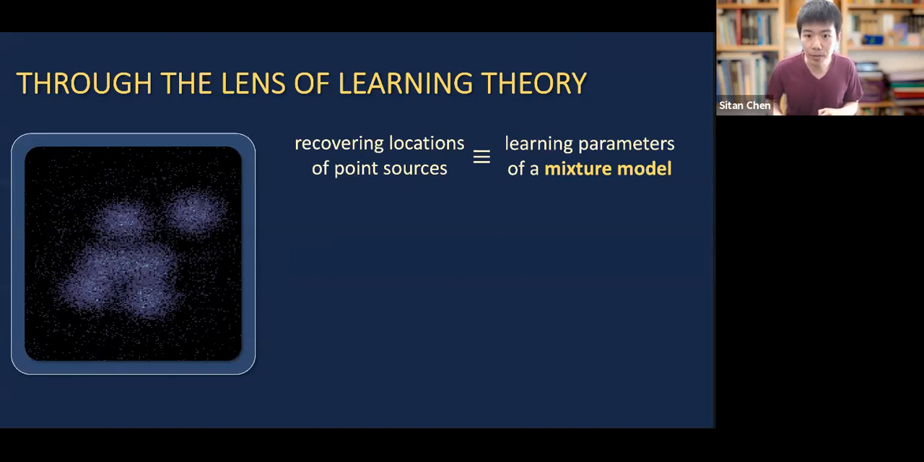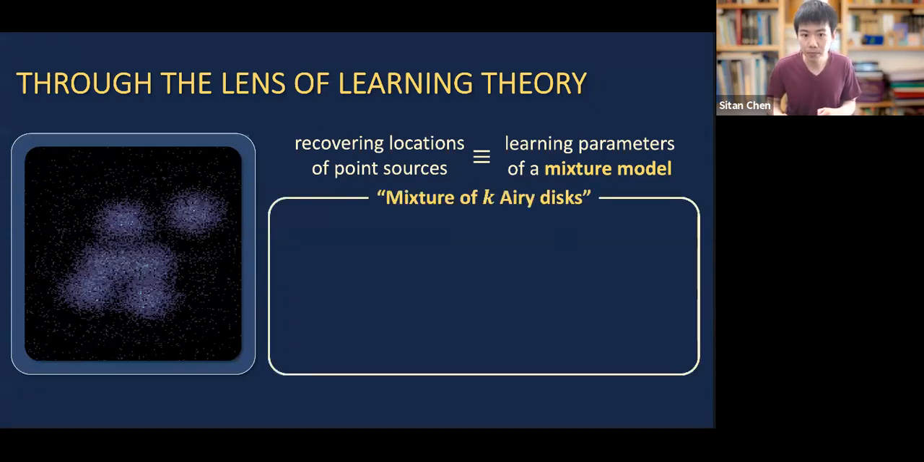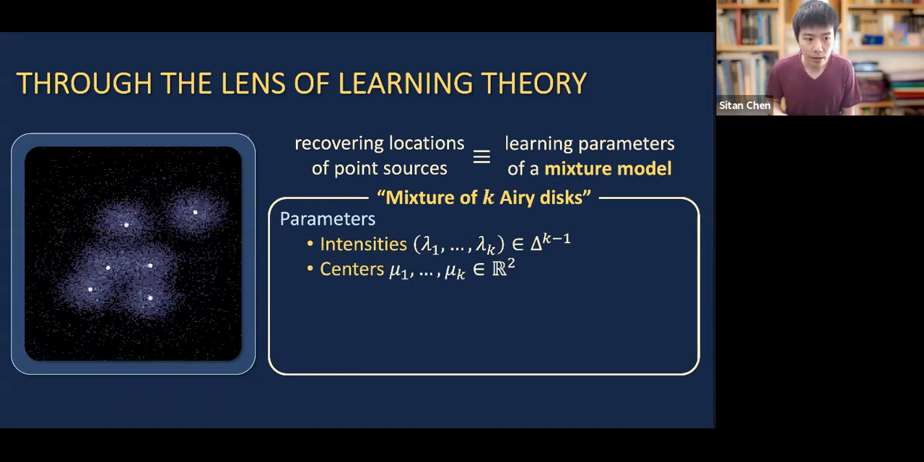Okay, so for those who might not be familiar with mixture model learning, here's a way to formally state this problem. I'll call the following generative model a mixture of k area disks. We have as unknown parameters the intensities of the different area disks in my mixture, parametrized by a vector lambda1 to lambda k, whose entries sum up to 1, a vector in the simplex. And of course, the main parameters of interest are the centers of these different area disks, which are just points mu1 to mu k in R2.